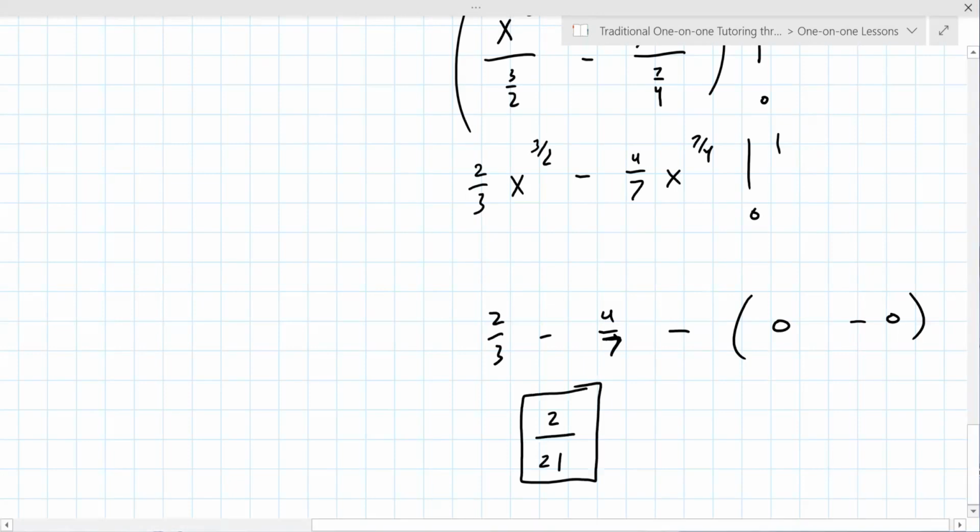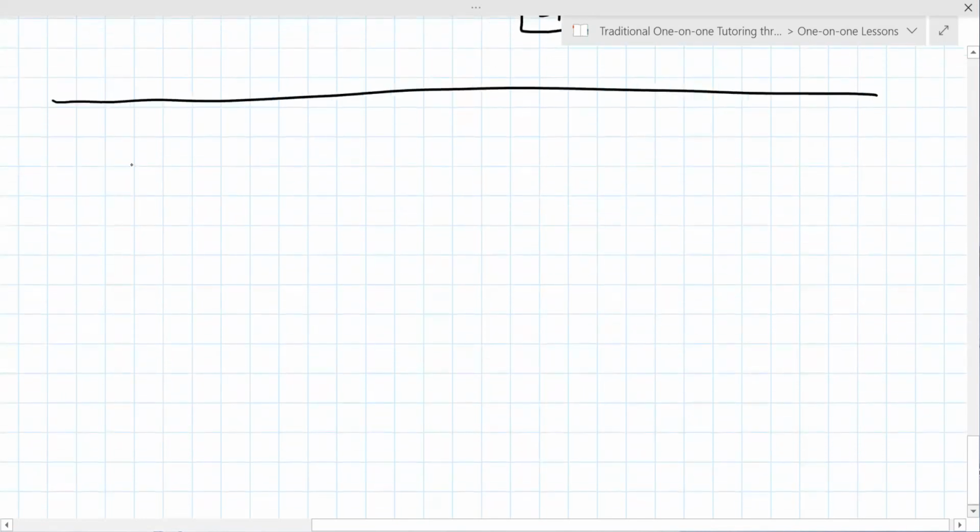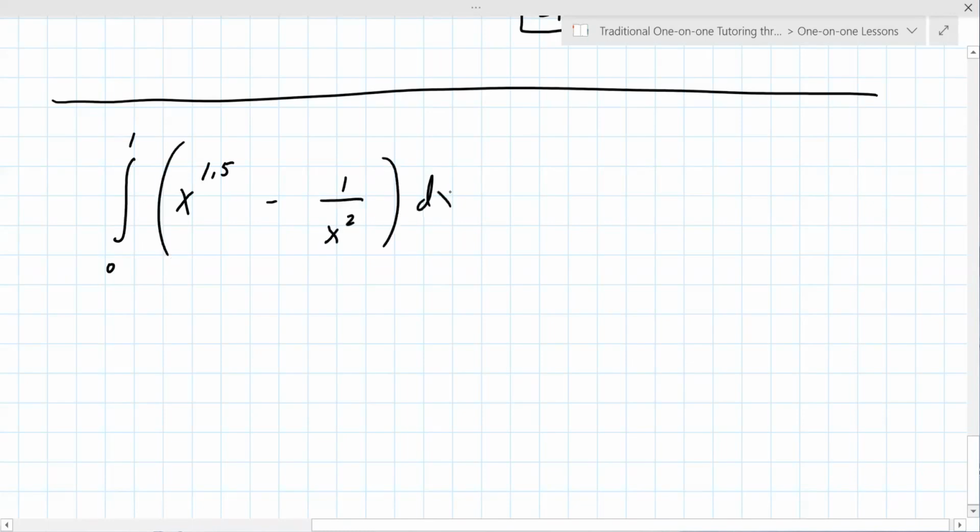All right, are you ready for more of these? Sure. Okay. So let's go integral 0 to 1. That's a pretty common one. X to the 1.5 power minus 1 over x squared. So this has a couple of maybe new things in it. The first one is that it's a decimal, and you just do the same thing. You can convert it to a fraction if you want. At some point you will, but you might see something like that on your quiz or test.